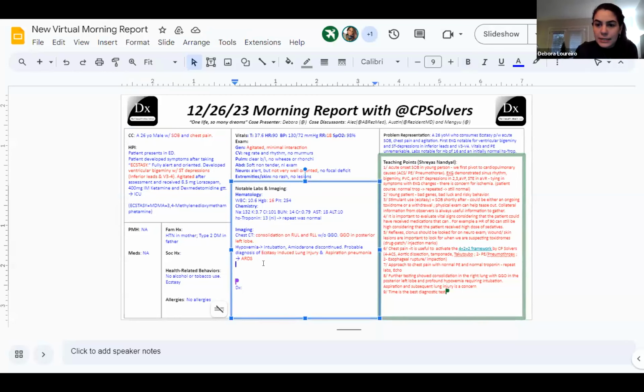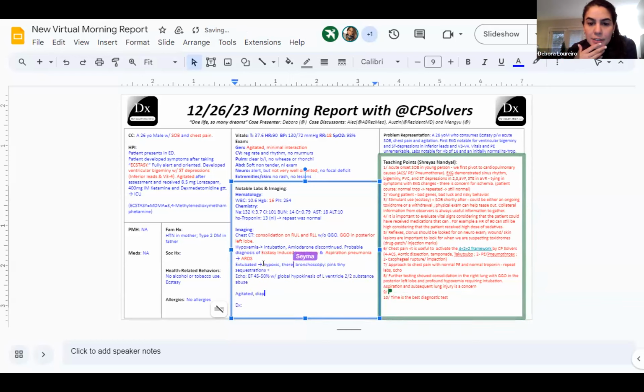Okay, so I stopped where the patient was extubated for a few hours, and unfortunately he became hypoxic and required reintubation. A bronchoscopy was done, which demonstrated pink tiny secretions. I don't know what that means, so if anyone can help me learn. Then an echocardiogram was done, and the ejection fraction was 45 to 50% with global hypokinesis in the left ventricle, likely secondary to substance abuse. The patient improved oxygenation on several ABGs, and he remained intermittently agitated and diaphoretic, and was unable to follow commands or recognize his girlfriend. So next, Alec will reveal the diagnosis.